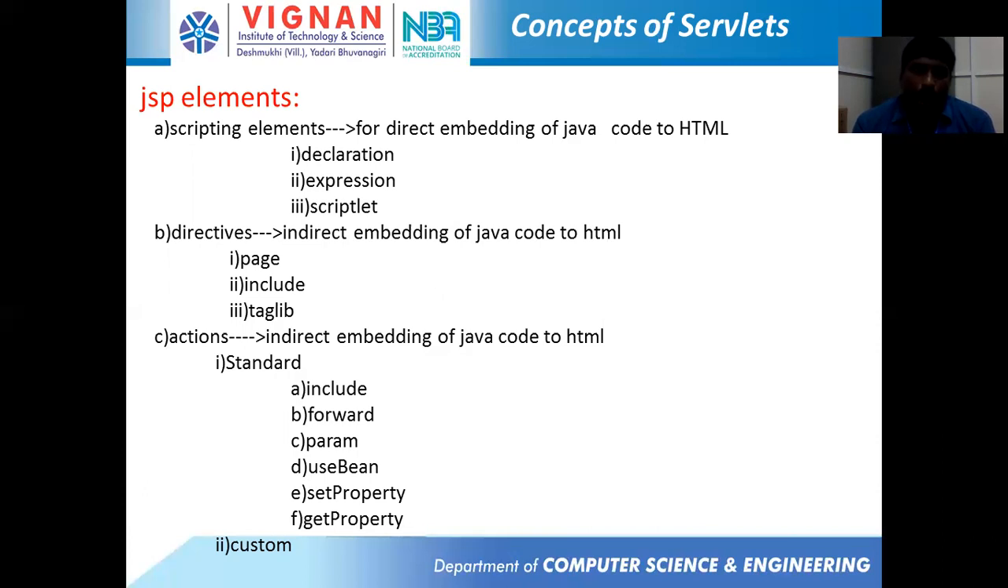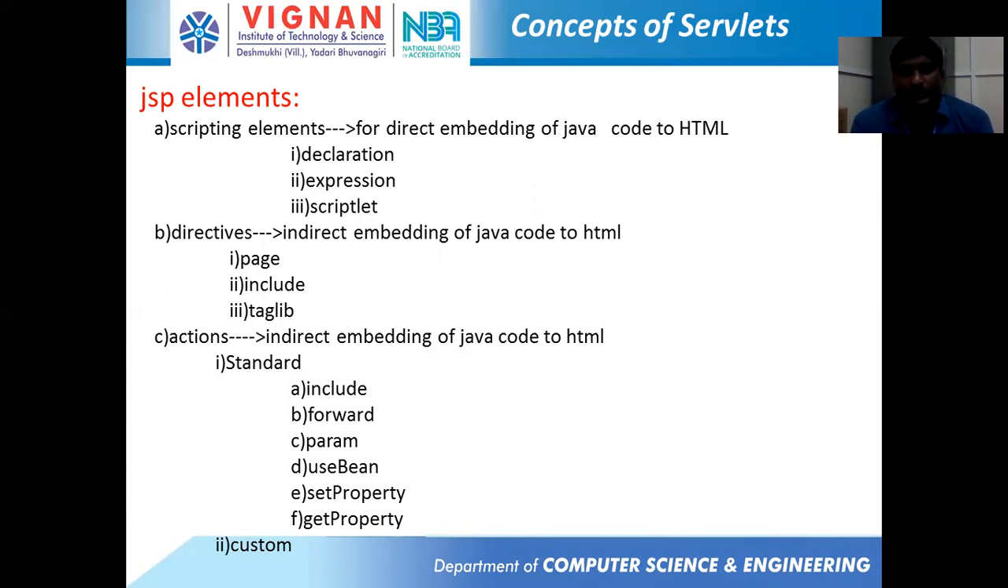types. Those are declaration, expression. So JSP declaration scripting element, JSP expression scripting element, JSP scriptlet scripting element. Three ways. Let us discuss these things in later sessions. And the second one is directives. This is actually indirect embedding of Java code into the HTML. In the directives, page directives, include directives, and taglib directives you can embed into the HTML.